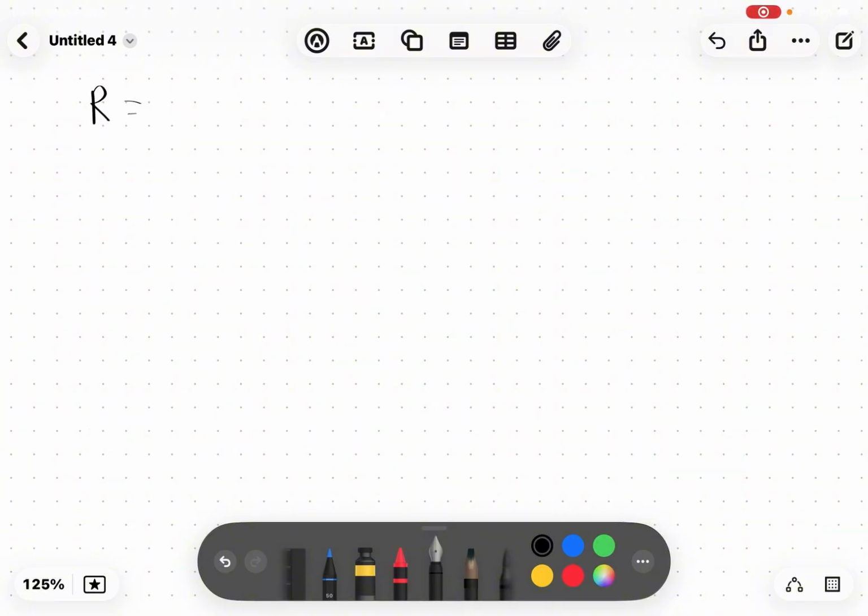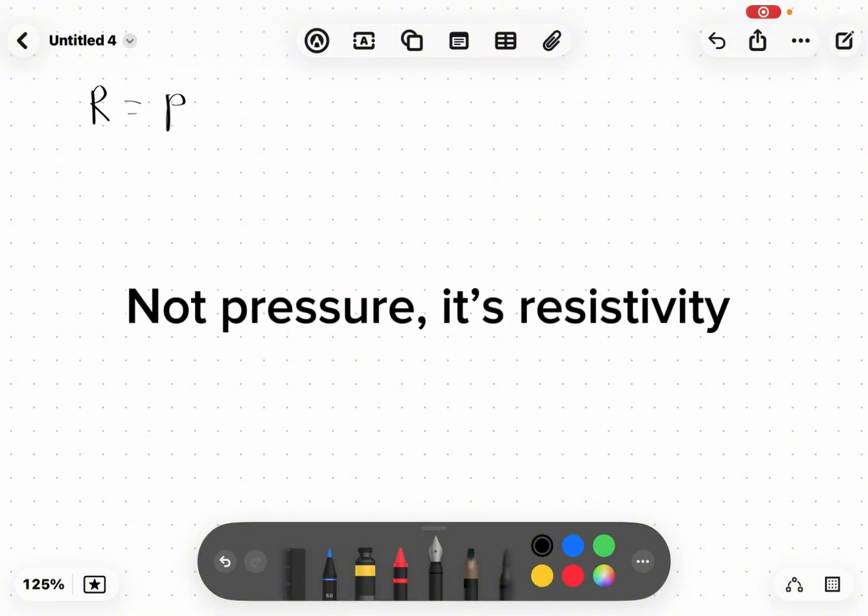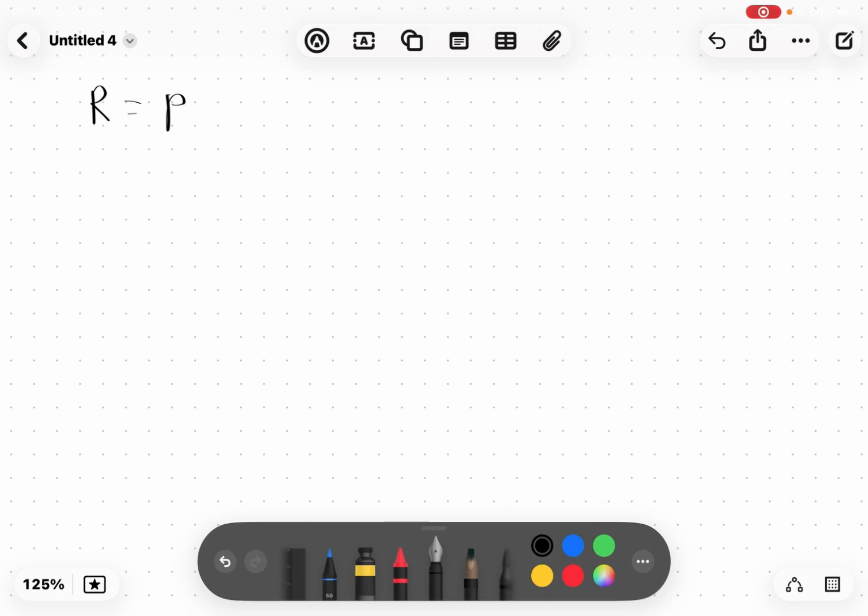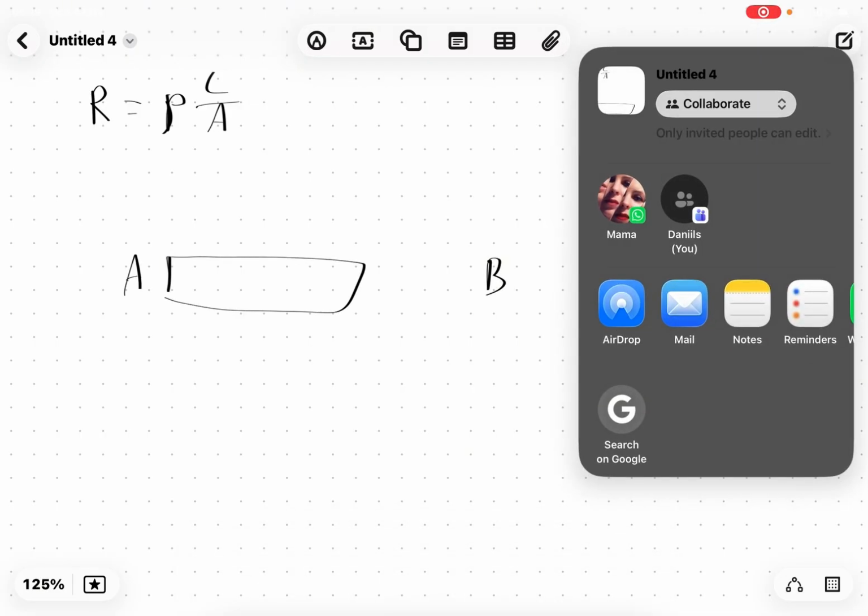So resistance is equal to the pressure times length divided by the area. So let's say we have two wires. They should have the same diameter.